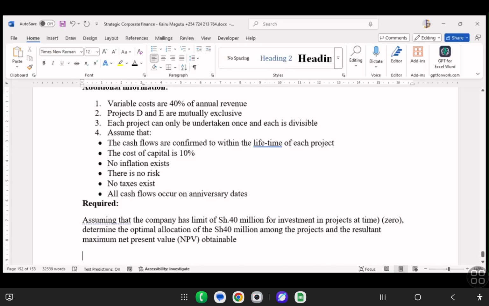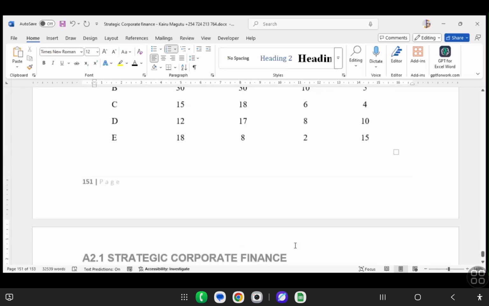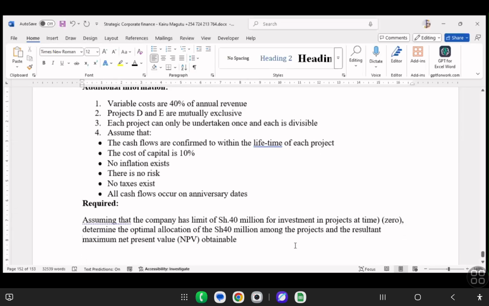Required. Assuming that the company has a limit of 40 million for investment in the project at time 0, determine the optimal allocation of the 40 million among the projects and the resultant maximum NPV obtainable. Look at that question. What is important first? Can you read that part of the additional notes before we look at it?